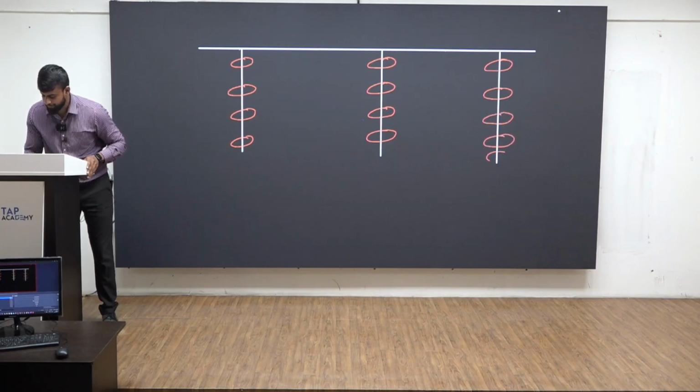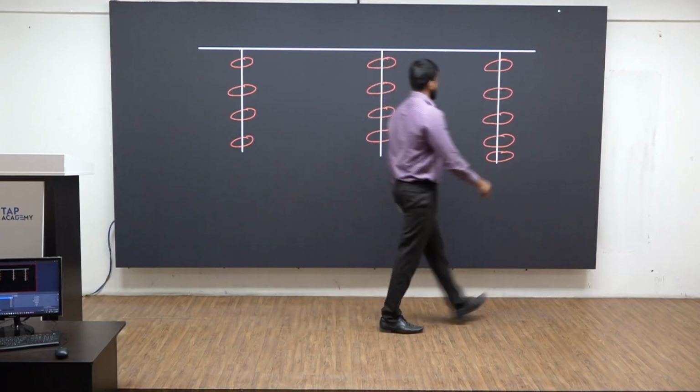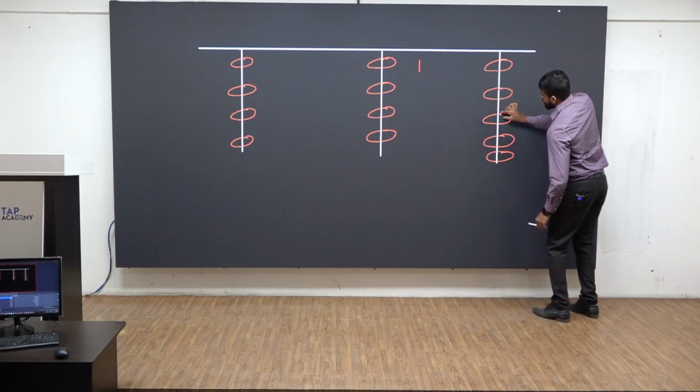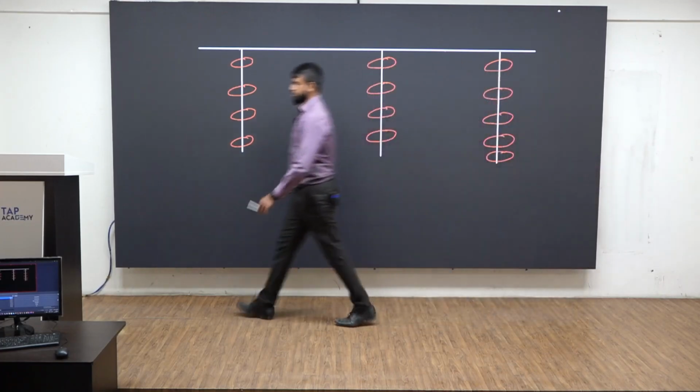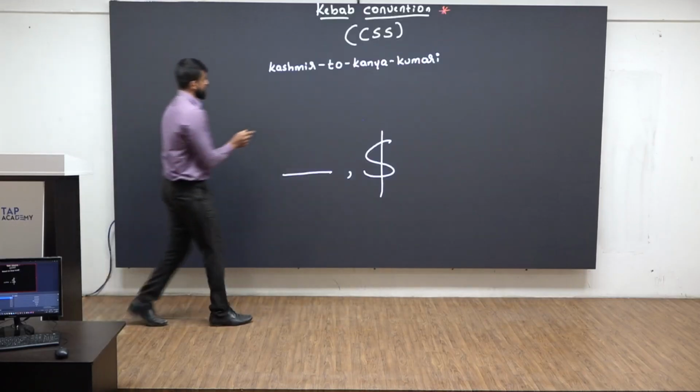Kebabs are ready now. Good. Now you watch this, how the kebab looks. We have a skewer here, kebab. Skewer here, kebab. In the same way, let me go from Kashmir to Kanyakumari and see how this is.